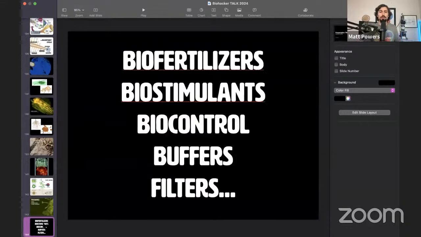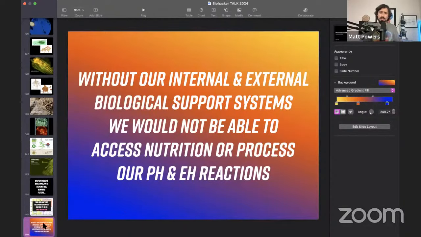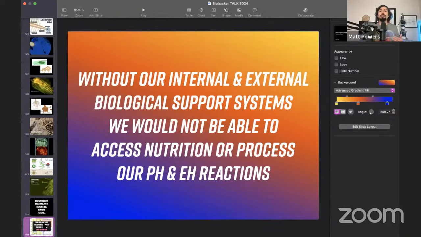So fertile. So biofertilizers, biostimulants, biocontrol, buffers, and filters. Soil biology has the greatest effect on soil pH and EH and nutrition. This is really important to recognize and understand. Without our internal and external biological support systems, we would not be able to access nutrition or process our pH and EH reactions.